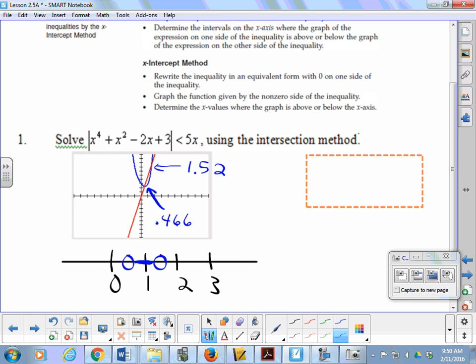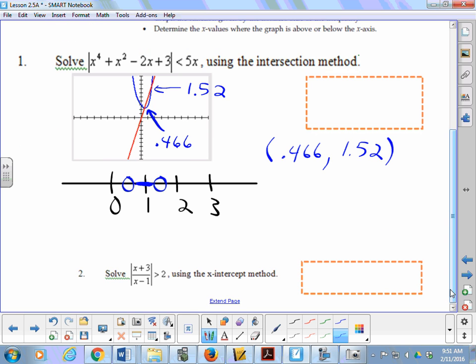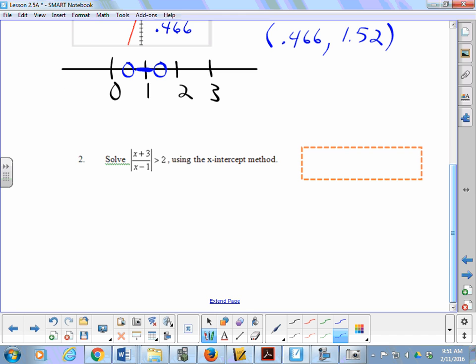You should write these with one form or the other, either using interval notation or inequality. So here I could say then that 0.466 comma 1.52 in parentheses. Why? Because it says less than. There's no equal to. All right. Okay. Number 2.